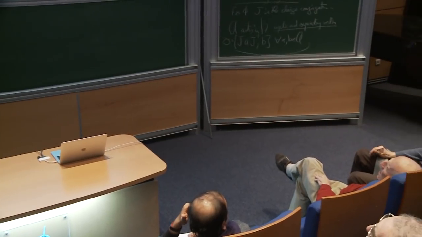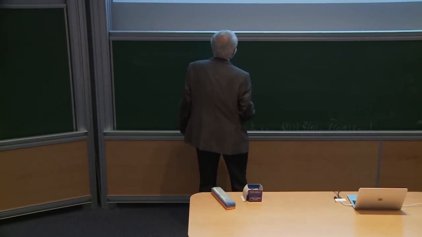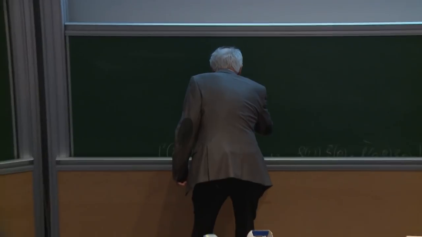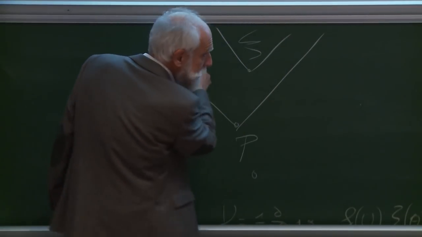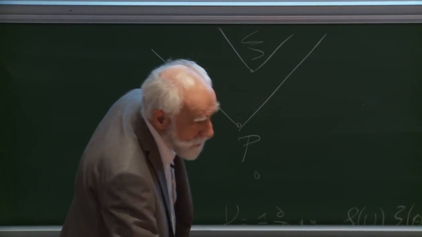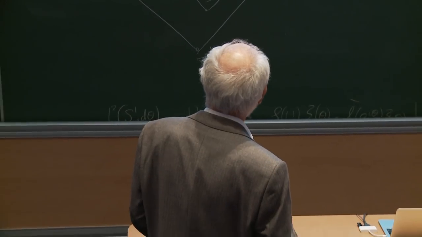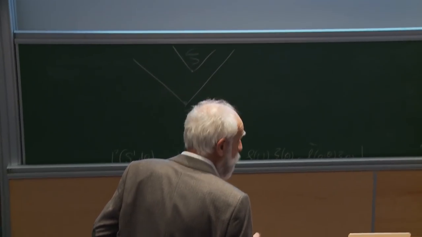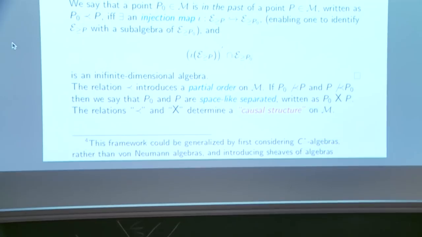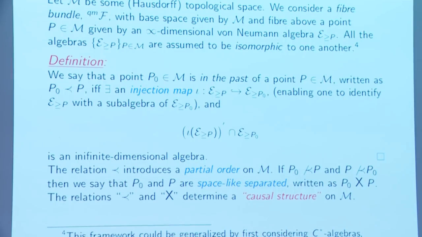Yes. Well, you see, from the picture, we sort of know what we mean. So we have a point P naught here, and then this is the forward light cone, and then P is here, and then obviously this algebra is a subalgebra of this one. Sure, but you want to say it better. All right. So this relation will introduce a partial order on M. No, in fact, giving these maps is part of the structure. You cannot just say they exist, you see. Part of the structure. Yeah. Absolutely, yes. Okay. All right.